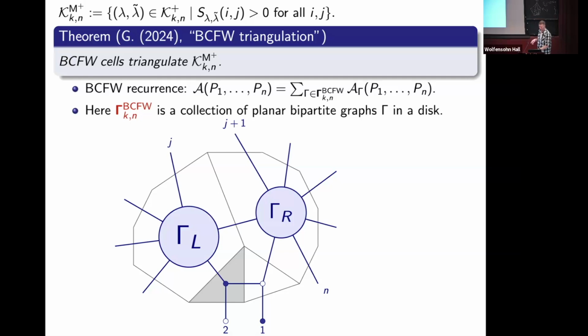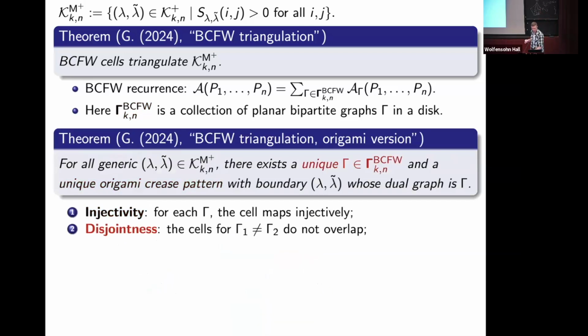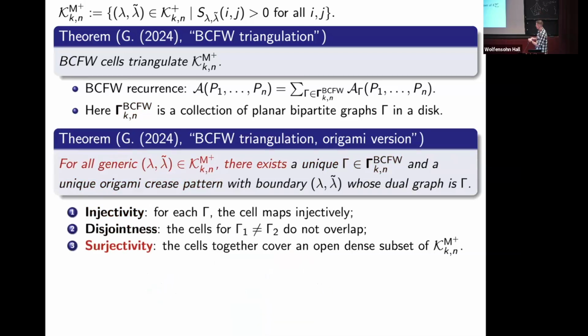Well, for each cell, basically, you can choose any planar bipartite graph and look for all origami crease patterns. And so you're going to get some kind of subregion here, and it could be that for each point there are lots of origami crease patterns with this boundary. If you choose a non-BCFW cell, then the pieces are not going to map injectively, right? They could be higher dimensional, so there could be some loss of information. And so the theorem here is that if you choose the BCFW pieces, then they correctly triangulate this region.